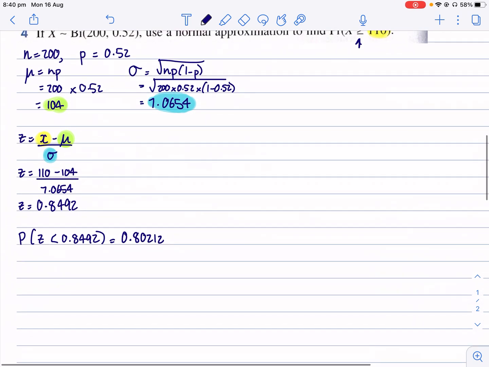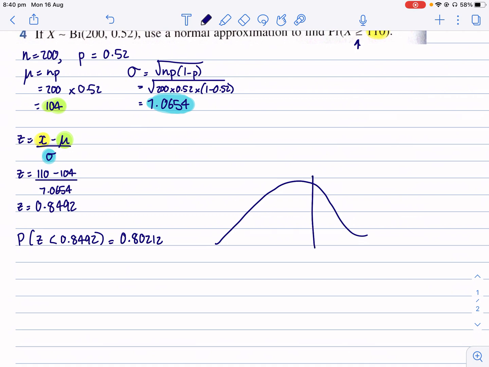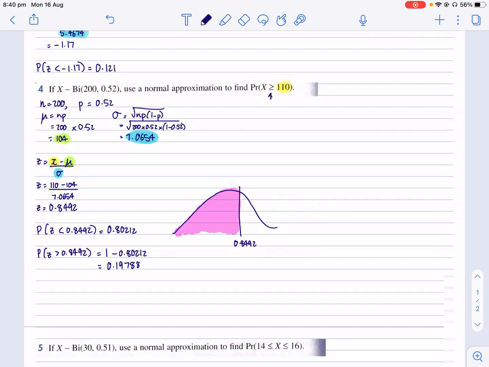So if we sketch this out a little bit, this is 0.8492. This probability here is our 0.80212. So the probability of being bigger than this is 1 minus that answer. 1 minus 0.80212 gives us 0.19788. That's not too difficult.